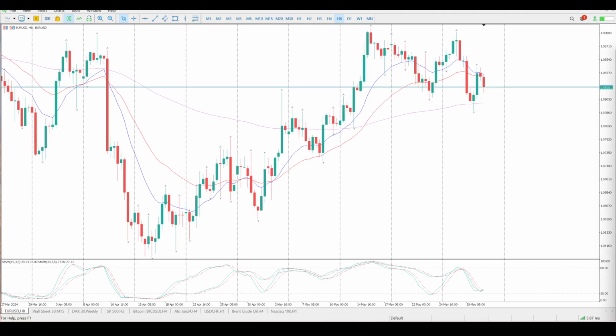So, spot the divergences. We are on the 8 hour. There's the low, there's the current low, so that's a higher low. Price made a lower low, and then we bounced off. We are in amongst the moving averages here, so I'm not going to read much into that at the moment.